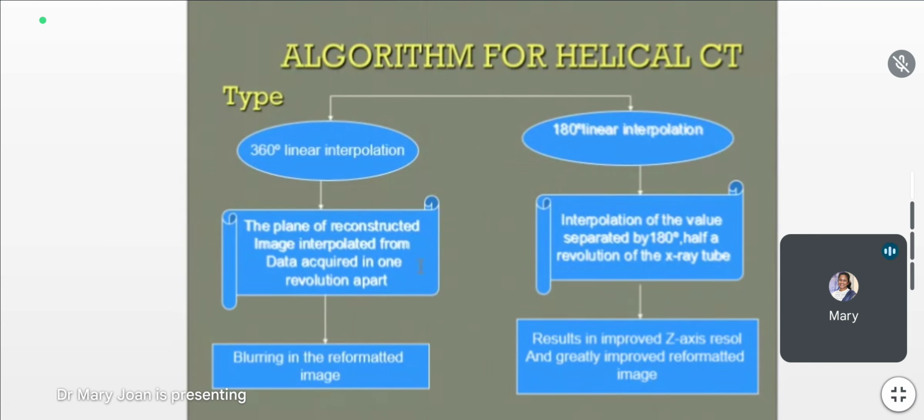There is 360-degree linear interpolation and 180-degree linear interpolation. In 360-degree linear interpolation, the plane of the reconstructed image is interpolated from data acquired one revolution apart. Interpolation of values separated by 180 degrees, half a revolution of the X-ray tube, is 180-degree linear interpolation. With 360-degree linear interpolation, blurring in the reformatted image is more pronounced. When we do the 180-degree linear interpolation, the result is improved Z-axis resolution and a greatly improved reformatted image.